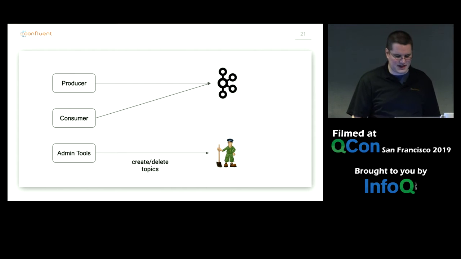So after this, the diagram looks a little more like this, right? The producer and the consumer are going through the regular brokers, and the admin tools are still talking directly to Zookeeper.